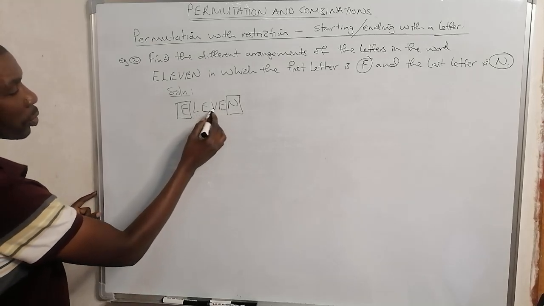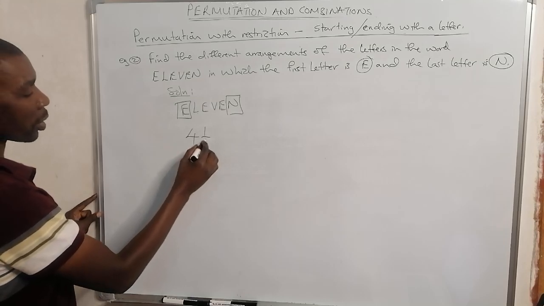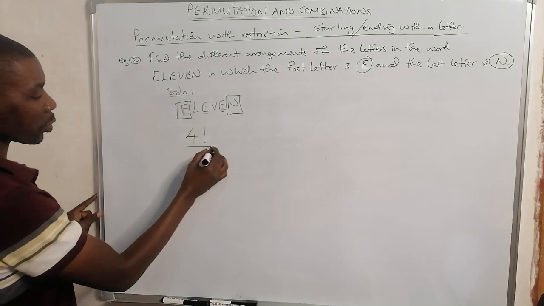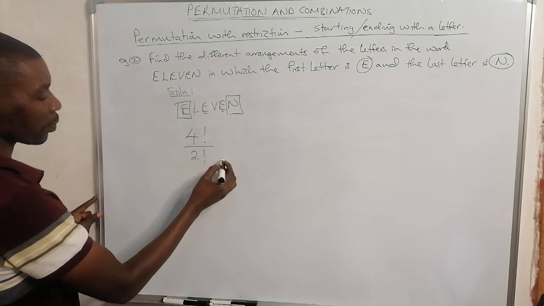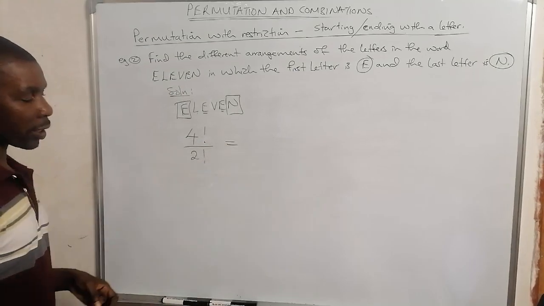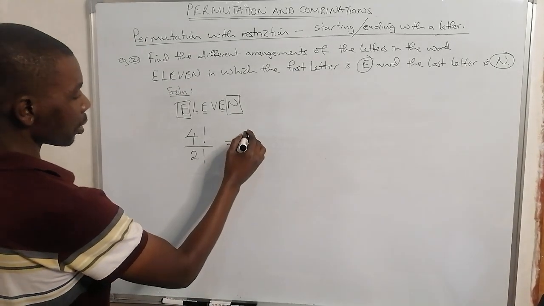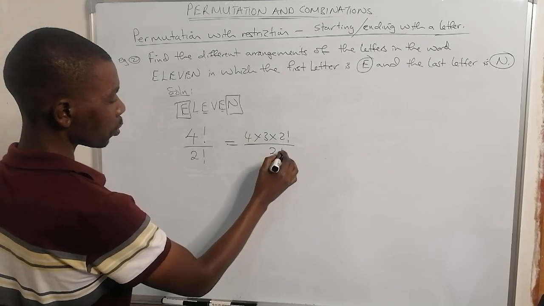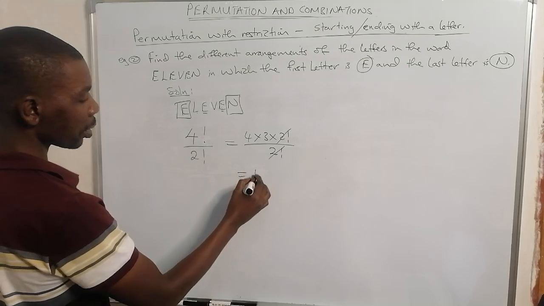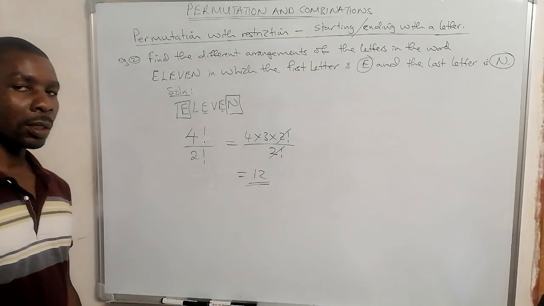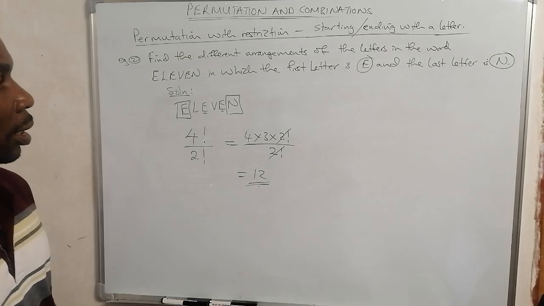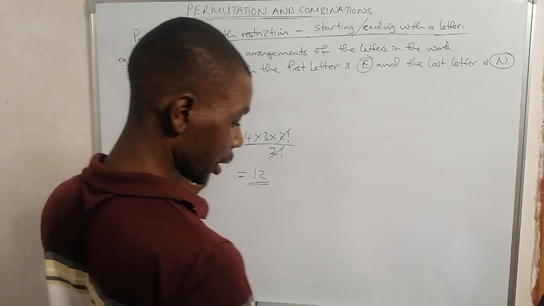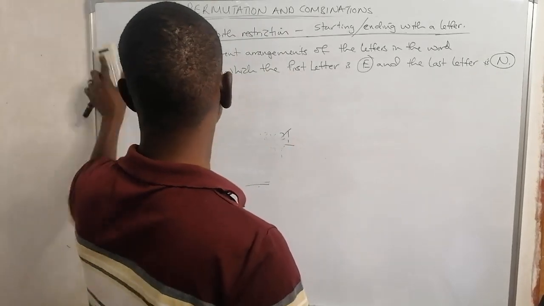So we are going to have 1, 2, 3, 4, which will be 4 factorial. But among these 4 items, we have E twice, which is the same, so we divide by 2 factorial. That is 4 factorial divided by 2 factorial, which is 4 times 3 times 2 factorial all over 2 factorial, and that gives 12 as our solution. This is how we deal with permutation with restriction.